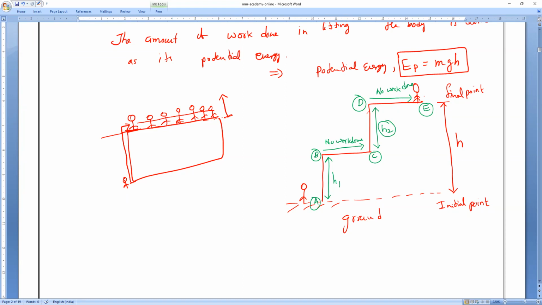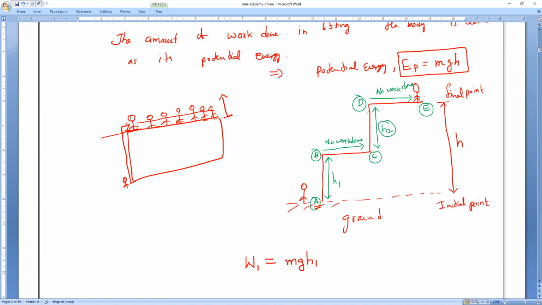Now, let me consider what is the potential energy to move from A to B. Let me take work done W1. Work done to move from A to B equals what? Please respond. MGH. H means what? H1. Now, work done moving from B to C.